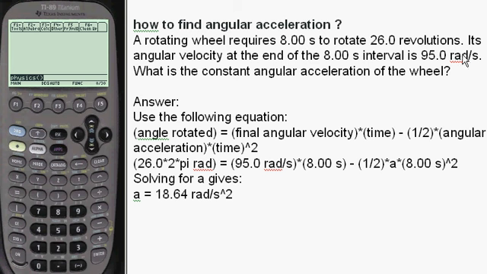Anytime you see rads per second or meters per second, you're talking about velocity. If it's rads per second squared, you're talking about angular acceleration. And meters per second squared, you're talking about linear acceleration.